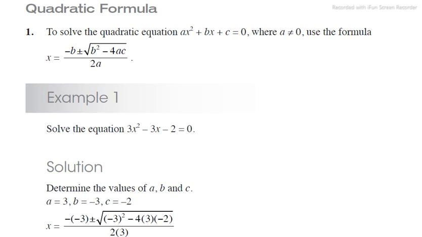So when we compare, it will help us to get the value of a, b, and c. You realize that a is equal to 3 because a is the coefficient of x squared, and that is 3. Then b is the coefficient of x, and that is negative 3. And finally c is the constant, and that is negative 2. So after determining the values of a, b, and c, we now substitute in our equation to simplify and solve for x.